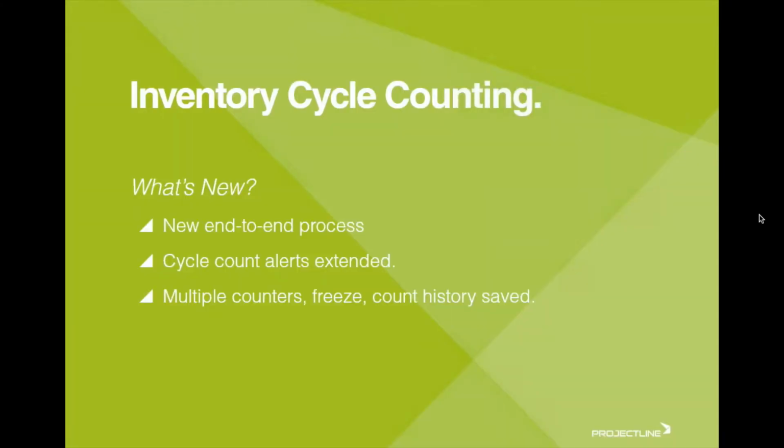So what's new? There is a new end-to-end process. There has been new functionality established within the project that has essentially changed things enough that they're saying things are refreshed or new from an end-to-end standpoint. Alerts in SAP Business One that relate to cycle counting have been extended, and we're going to show you how you can launch a counting process right from an alert. You also now have the ability to have multiple inventory counters, so 2 people take inventory instead of just one and submit 2 counts. The ability to freeze items and to save the count history.